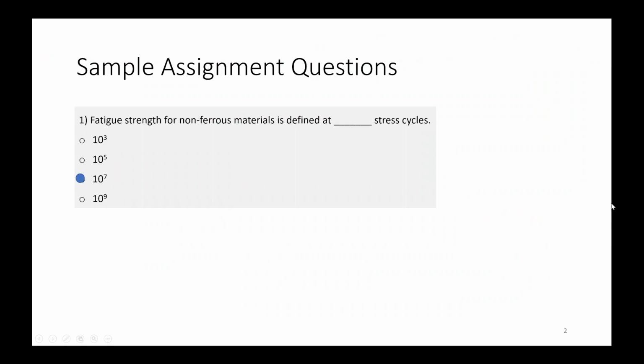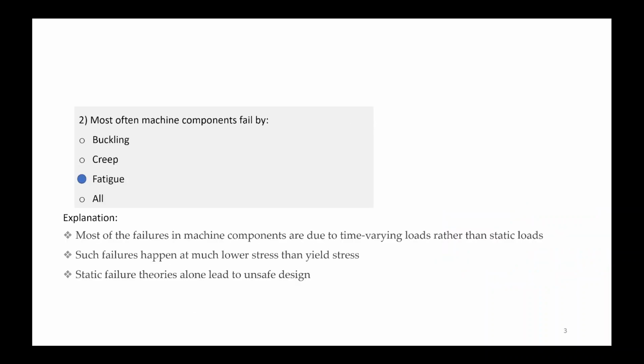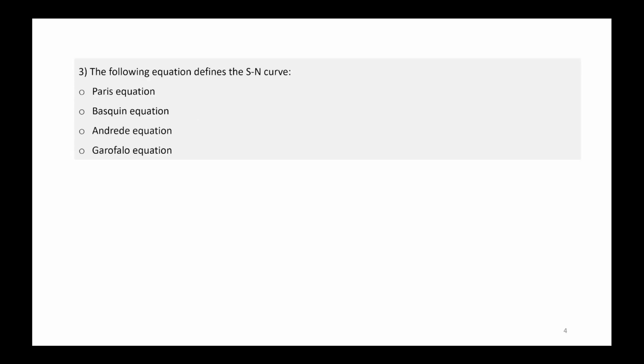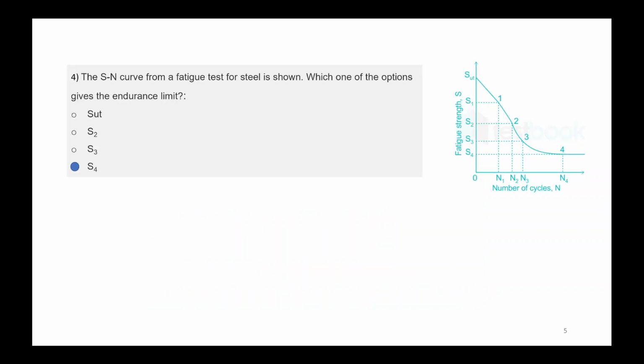Okay, so first question was, fatigue strength for non-ferrous materials is defined at blank stress cycles. So it is 10 to the power 7. Second question was, most often machine components fail by. Your answer will be fatigue. Third question was, which equation defines the SN curve. It will be Basquin equation.